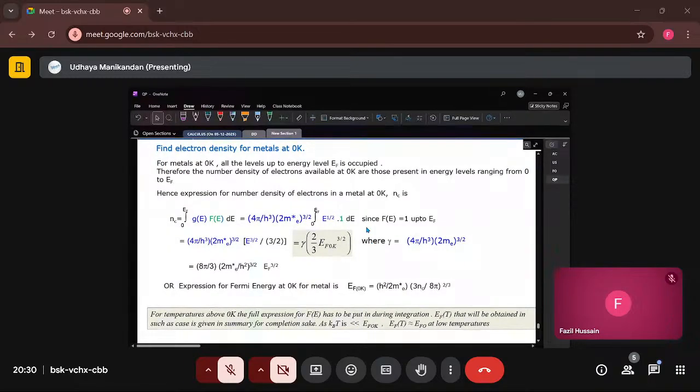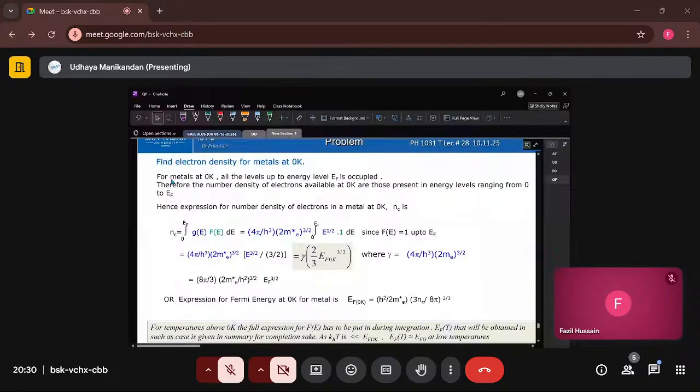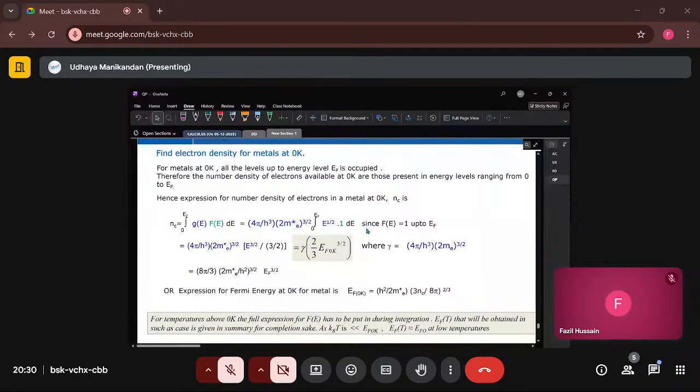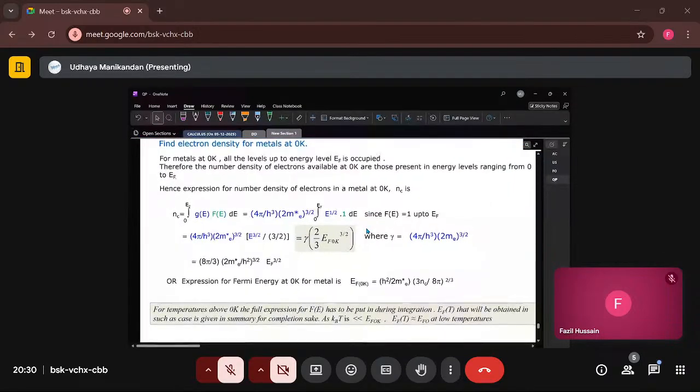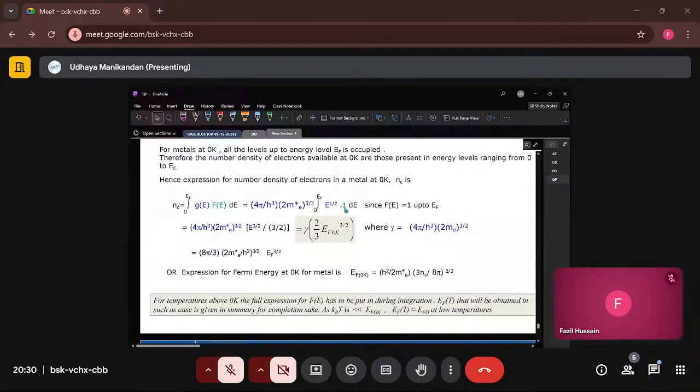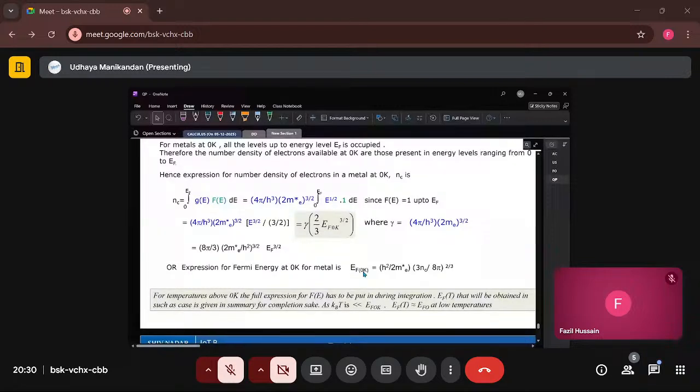What are they asking me? They're asking me to find the electron density for metals at 0 Kelvin. We know that for metals at 0 Kelvin, all the levels up to the energy level EF are occupied. So what is the probability of finding them? One. So f(E) automatically becomes 1. You just have to integrate this function and get this value. That's it. Nothing so complicated. Don't worry.